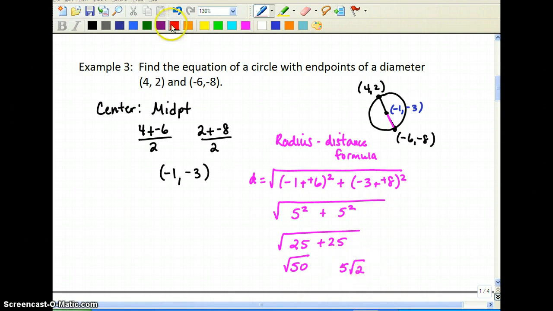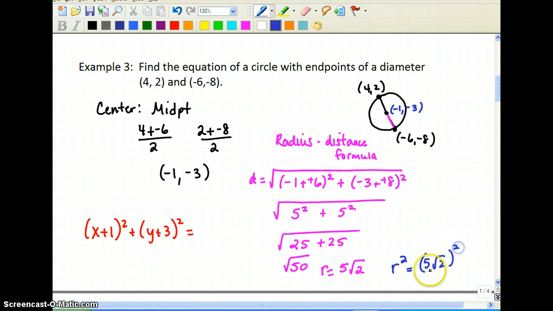So we want to write our equation. We've got the center and we've got the radius. So we go (x plus 1) squared plus (y plus 3) squared, and then this equals r squared. If r is 5 root 2, then r squared would be 5 root 2 squared, so that would be 25 times 2. So over here we want to put 50. So we're using things that we learned in earlier sections, the midpoint formula, the distance formula, what we know about circles to do these problems.